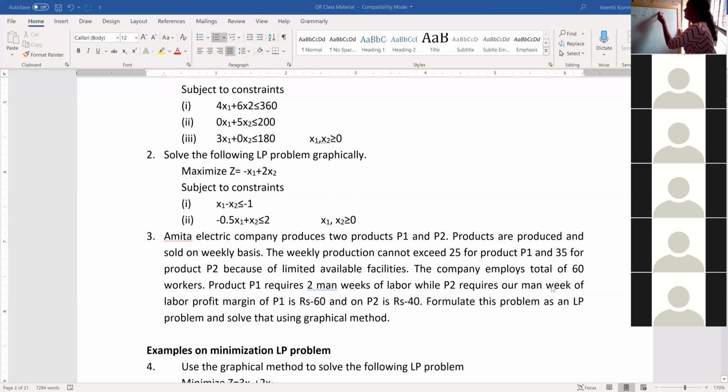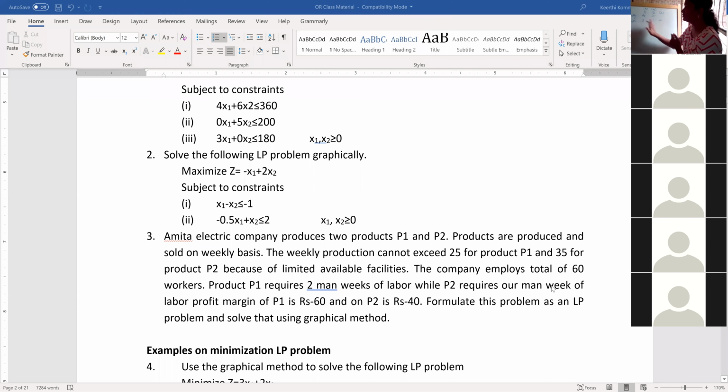So the company employs a total of 60 workers. So there is a total figure also. So 60 workers are being employed. Product 1 requires 2 men and product 2 requires 1 man. So labor is given to us as 2 and 1, and total how many they require. It is per week and all that is given to us.